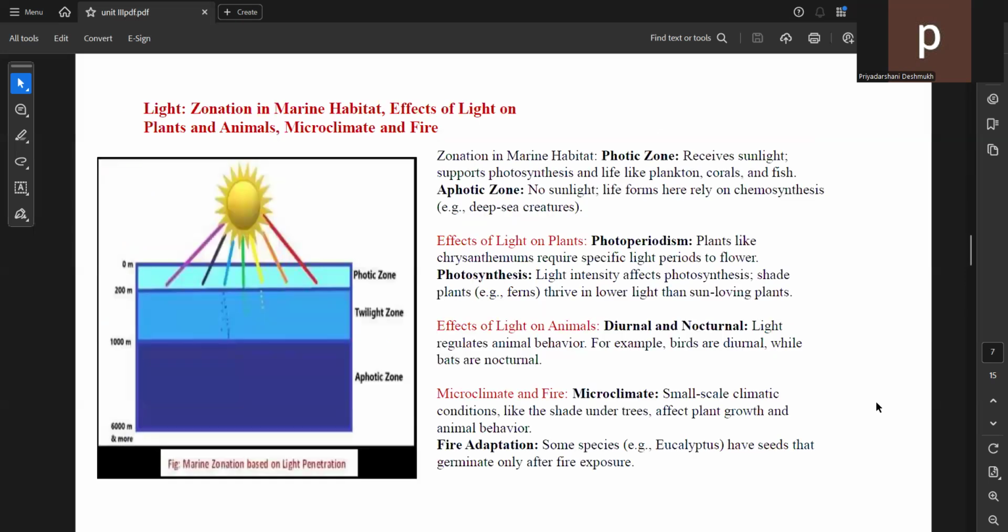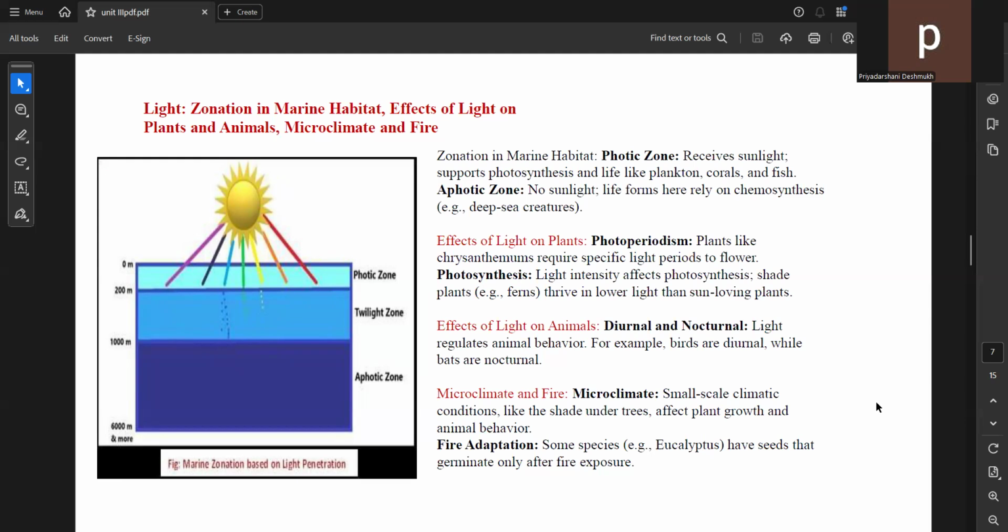Now the next is light. The next abiotic factor is light. Here, the zonation in marine habitat, effects of light on plants and animals, microclimate and fire. These are the points that we are going to study here.